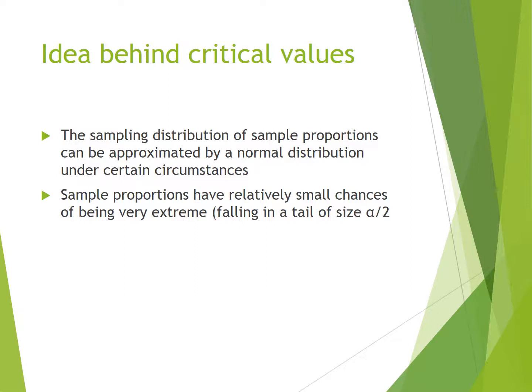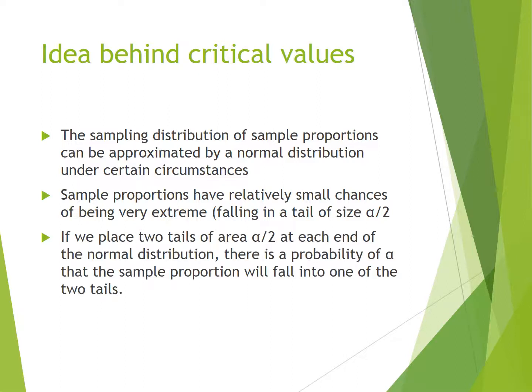Sample proportions have relatively small chances of being very extreme, or falling inside these tails of size alpha divided by 2. So if I'm doing a 90% confidence interval, I have 10% left over. Then that 10%, that alpha divided by 2, is 5%. So my tails, what's on the extreme left and the extreme right, are no more than 5% each, half of 10. If we place 2 tails at the end of a normal distribution, it's very unlikely that the sample proportion would fall into one of those 2 tails.